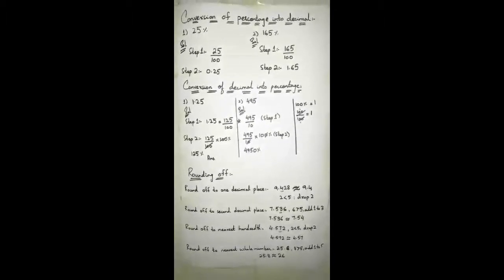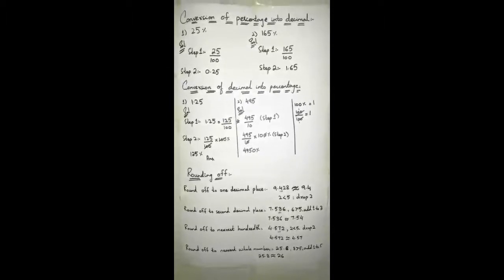Number one is 25%, and we want to convert this percentage into decimal. You have to follow two steps to convert a percentage into decimal. You cannot convert a percentage directly into a decimal number. Firstly, you will convert this percentage into a fractional number, and after that you will convert it into a decimal number.